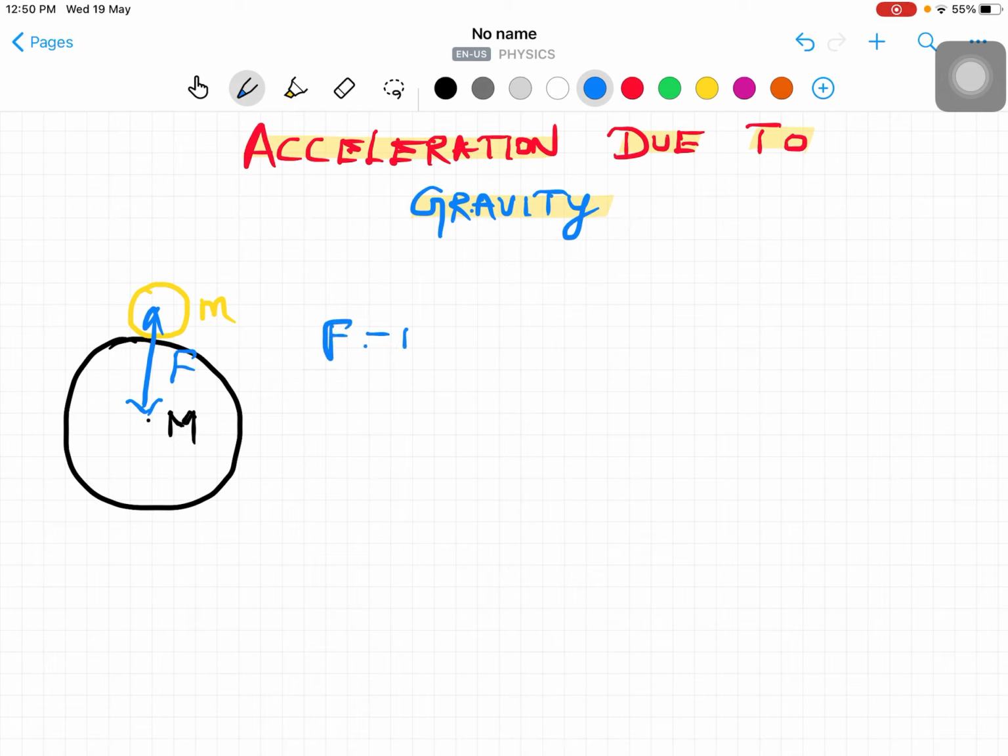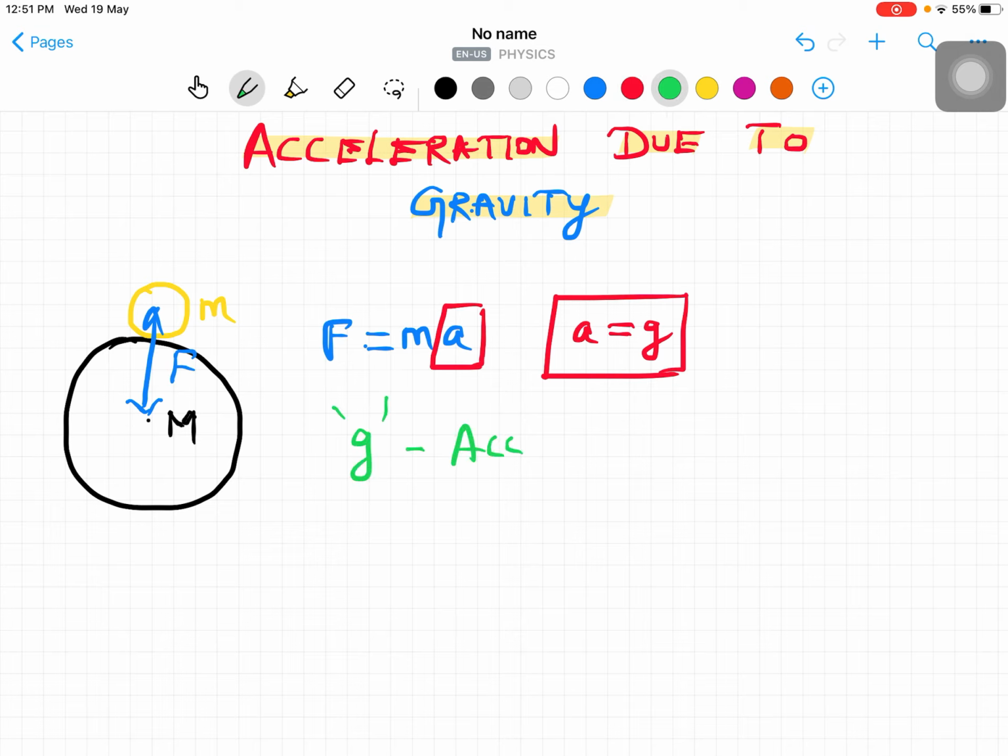So what is force? Force is nothing but mass into acceleration, according to Newton's second law. So what is this acceleration? That is what I said: the acceleration which is produced in the motion of the body under the effect of gravity. This a is called g. So what does g mean? g is called acceleration due to gravity. It is accelerated due to gravity. So this is called acceleration due to gravity. I hope all of you understand this.